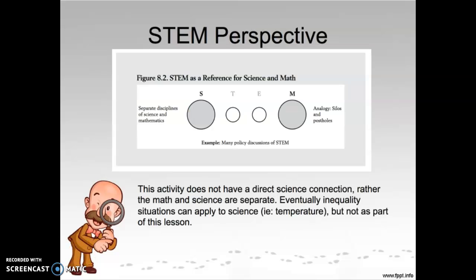For the STEM perspective, I said that it was similar to this figure where each of the silos are separate entities. Temperature is the one place in science where you definitely see these inequalities falling, but for this particular lesson, there's not that component. So I said that they are separate in this case. There's a little bit of technology integration with the Desmos activities, but you don't need it to arrive there.